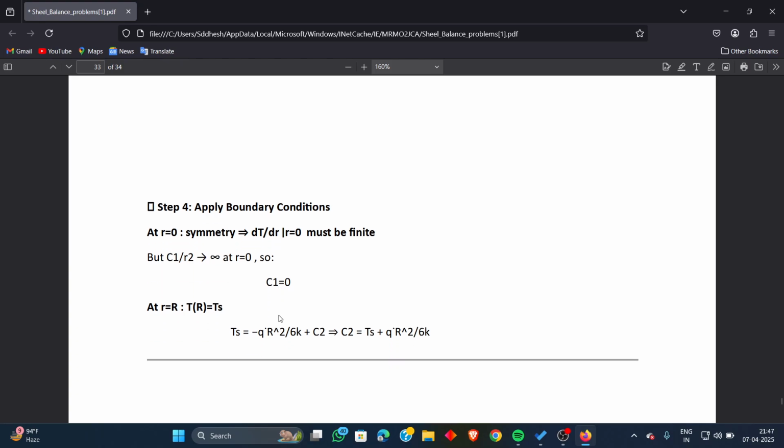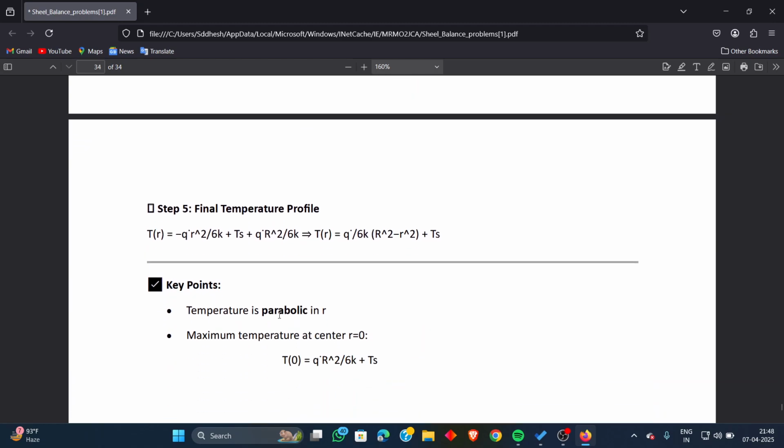Step 4. Applying the boundary conditions. At r is equal to 0, symmetry, dT by dr must be finite. But c1 by r square goes to infinity at r is equal to 0, so c1 is equal to 0. At r is equal to capital R, T of r is equal to Ts. Ts is equal to minus q dot R square by 6k plus c2. That is, c2 is equal to Ts plus q dot R square by 6k.